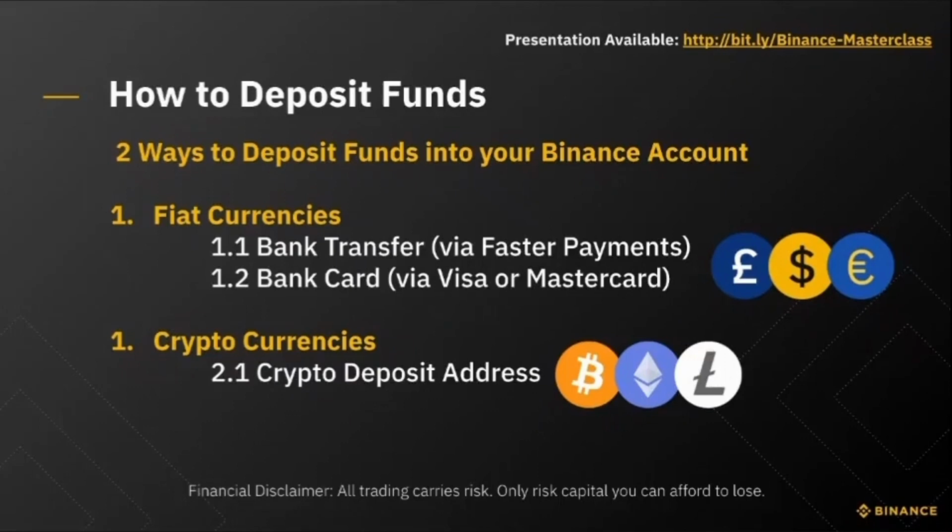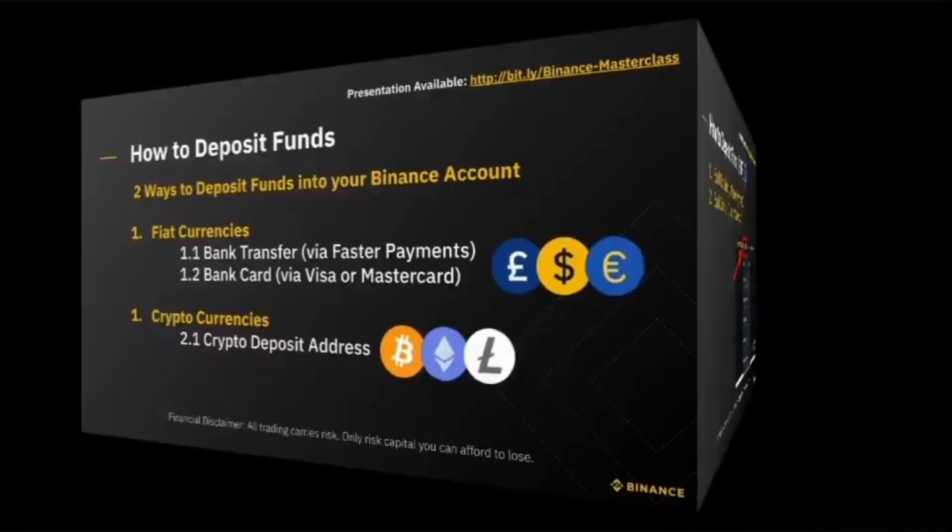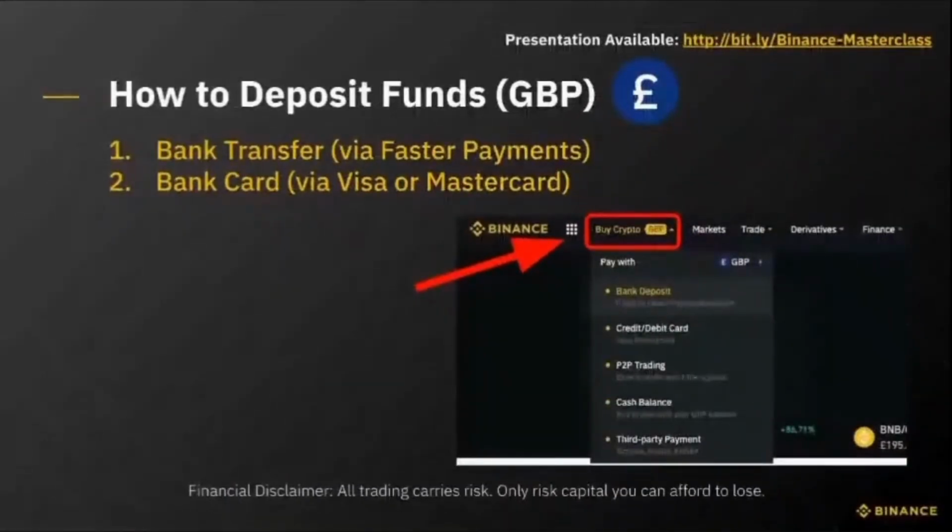Essentially, there are two ways to deposit fiat currencies. There's bank transfers, and this is via Faster Payments. And then there's the bank card, and this is via Visa or MasterCard. Now, the second way to deposit funds is through cryptocurrencies, and we use something called a crypto deposit address, which I'm going to touch on later on in this section. But let's start with depositing fiat funds like GBP.